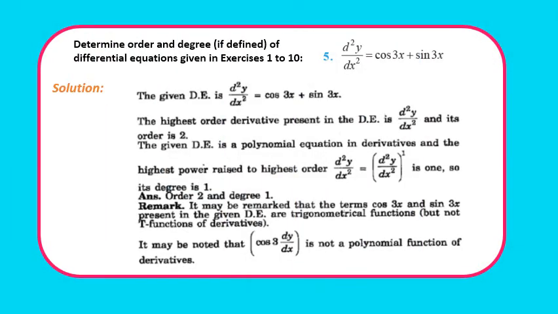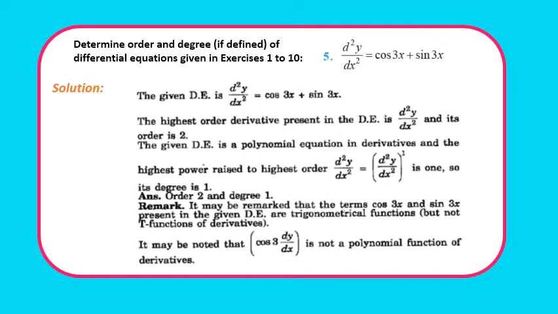Next is question 5. Determine the order and degree of d²y/dx² = cos 3x + sin 3x. Okay, so we have the differential equation d²y/dx² = cos 3x + sin 3x. Now it is clearly visible that the highest order is 2 because we have d²y/dx². So the order of the given differential equation is 2. And it is a polynomial equation.